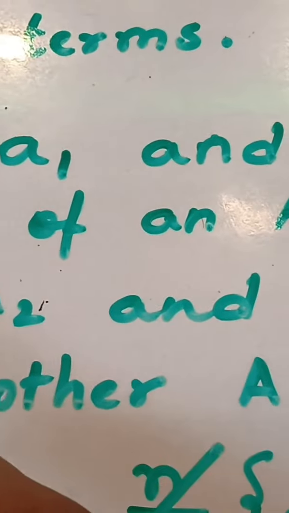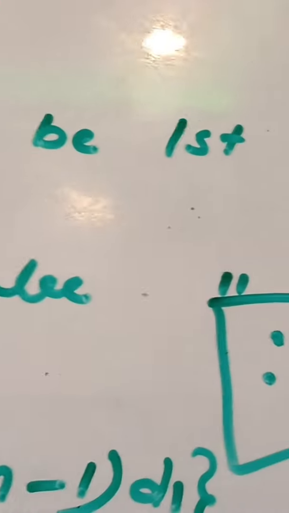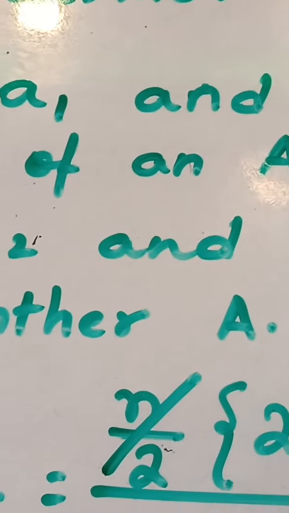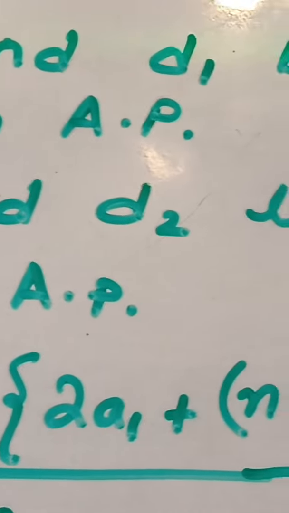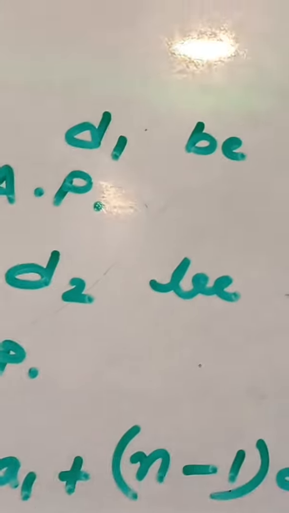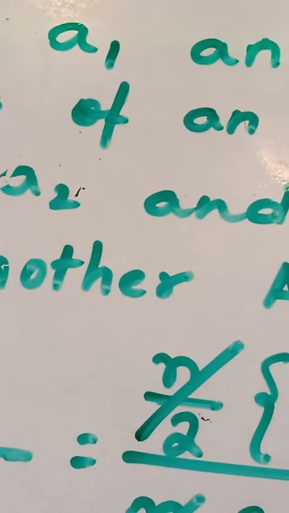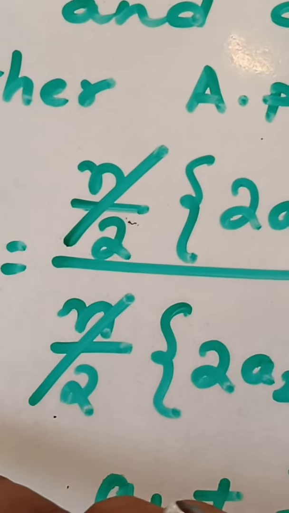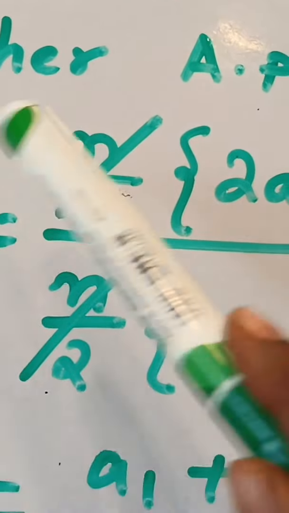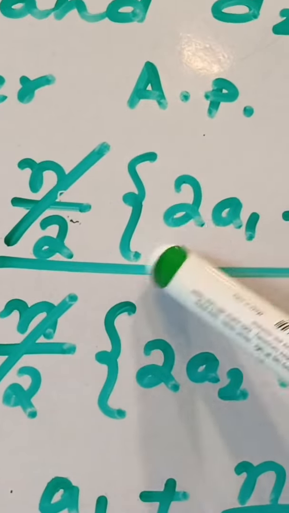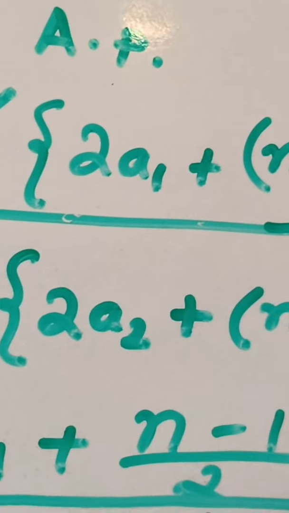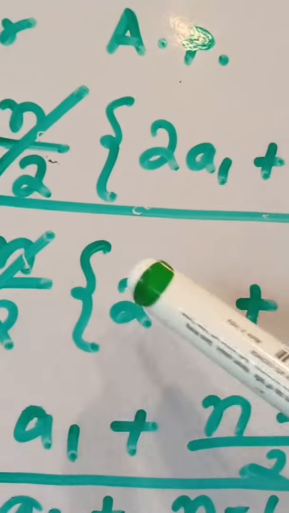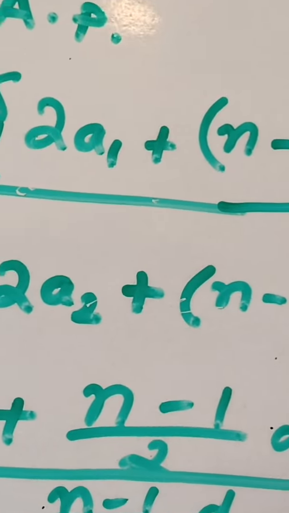I wrote that let A1 and D1 be the first term and the common difference of one of the APs, and A2 and D2 be the first term and the common difference of the other AP. So, the ratio of the sum of n terms of the two series will be n by 2 within bracket 2a1 plus n minus 1 into d1, and the denominator will be n by 2, 2a2 plus n minus 1 into d2.